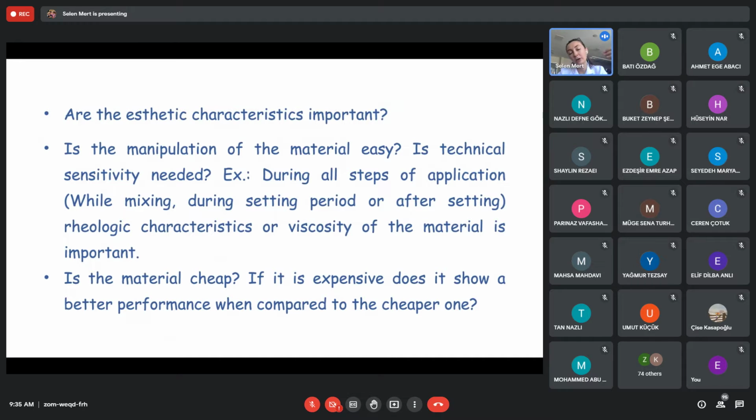Especially on the anterior restorations, the aesthetics is very important for both the patient and for us. So we have to consider that the material should be optically appropriate for our final result, for our intended result.